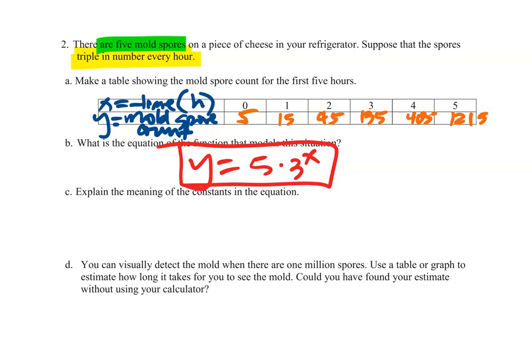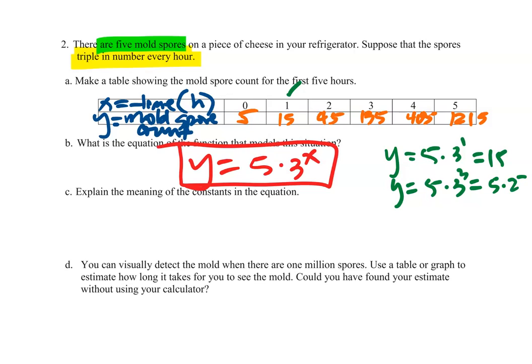Okay, so we can check this. Like the first one, y equals 5 times 3 raised to 1. 3 raised to 1 is 3, times 5 is 15. So this is correct. So if you try 5 times 3 cubed, 3 cubed is 27. 5 times 27 is 135. So that is correct. So our equation must be correct.